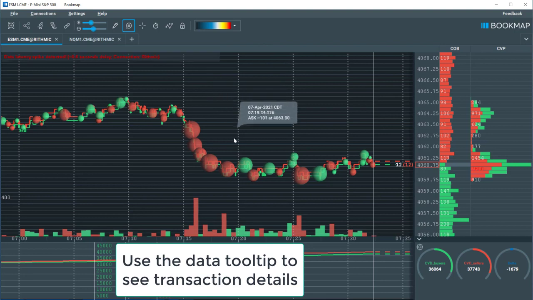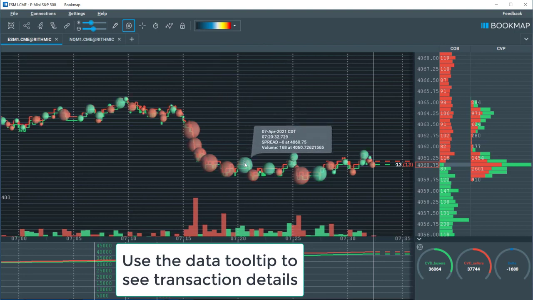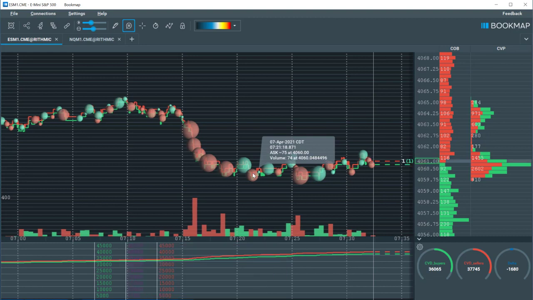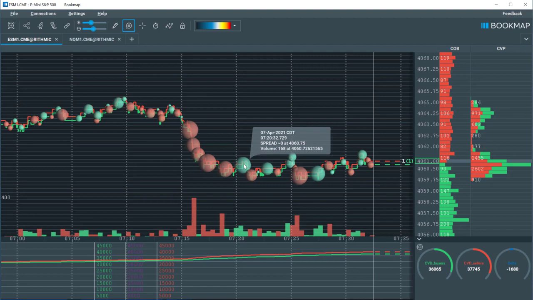Our settings are currently set to show the delta, or the difference between market buy and market sell orders. If the dot is red, more aggressive sellers transacted at that specific price and time, and if the dot is green, more aggressive buyers transacted.